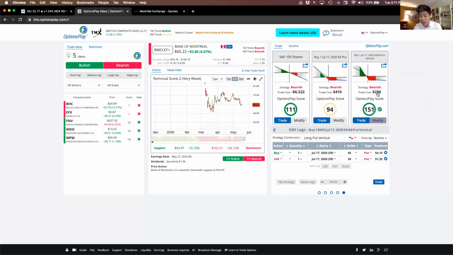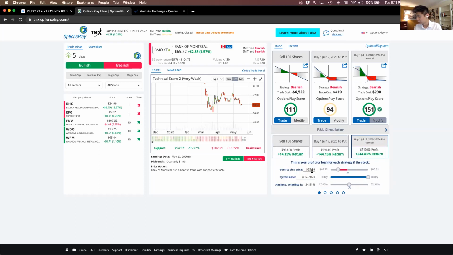Because again, between now and July, how much lower can BMO possibly go? Even if it exceeds 56 by a little bit, what you're going to see here is that even, let's say the stock does go to 56. Here, I'm paying $410 to make $590, which is not a bad return, right? 143% return. But if I use the vertical, I'm only risking $290 to make $710, which is a 244% return. That is why you want to cap your profits.